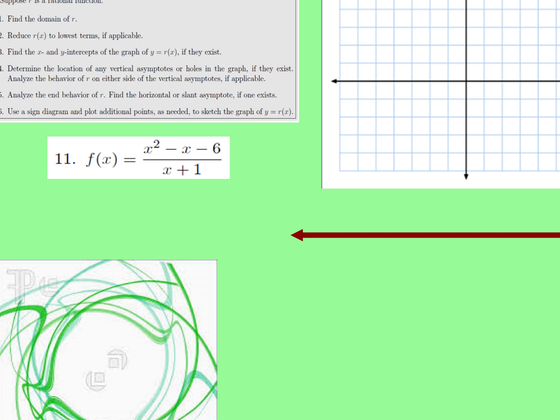Function on the top. I like it. If you can factor it, you should. What did you get on the top? X minus 3 times x plus 2. Yes. All right, excellent.